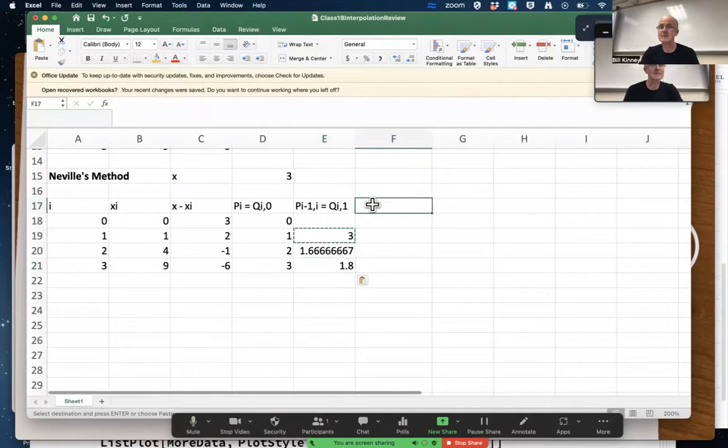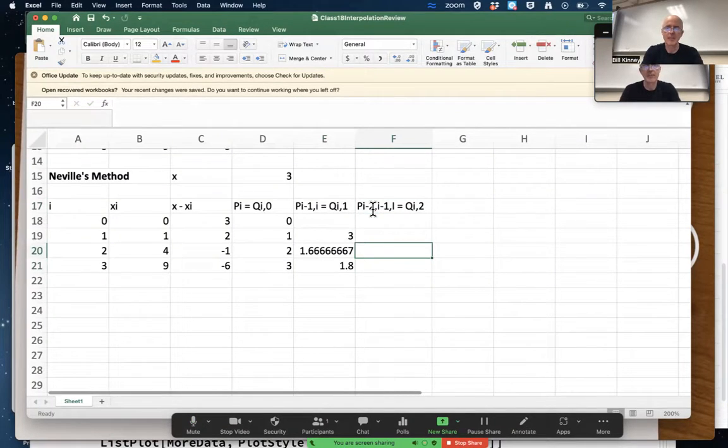The next column is a second degree column. We're going to use quadratics. But for quadratics, you need 3 nodes. We're going to start in this spot where i is 2. So notationally, we need P sub i minus 2, comma, i minus 1, comma, i equals Q sub i, comma, 2. And this is the place where it's easiest to make a mistake. Am I going to make a mistake? I think I remember it right.